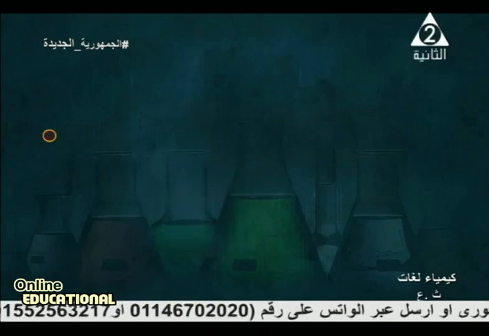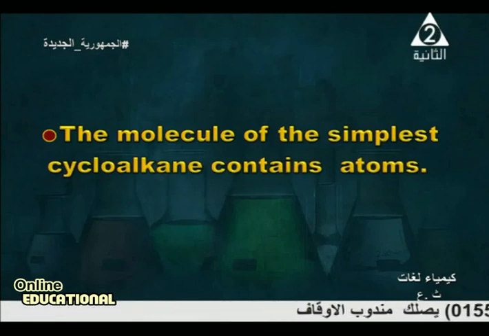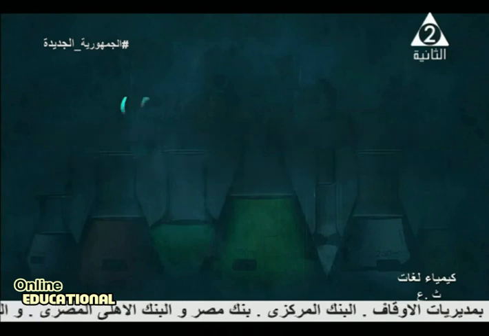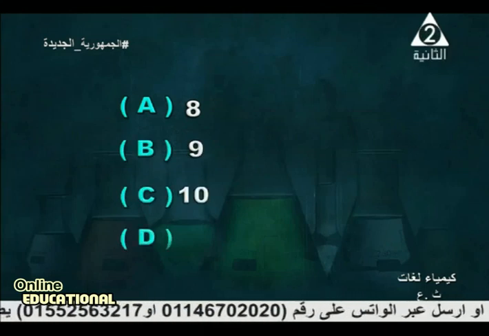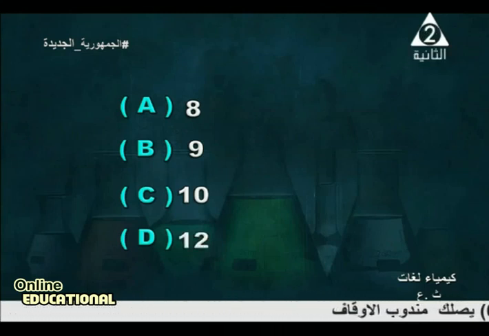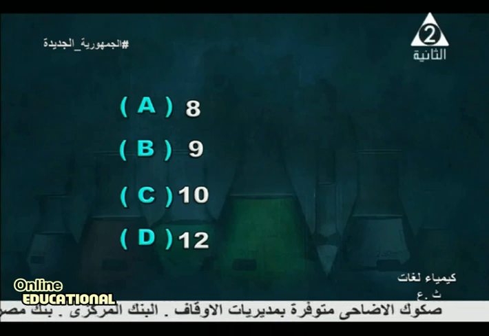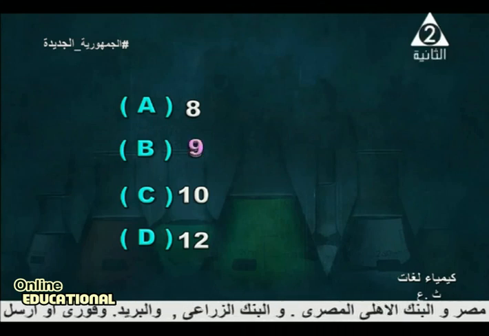The other question: the molecule of the simplest cycloalkane contains how many atoms? Cycloalkane. Yes, we know. It means for the first 8 atoms or 9 or 10 or 12. Now, which one is good for cycloalkane? I need the number of atoms. Directly we say 9. 9 atoms.